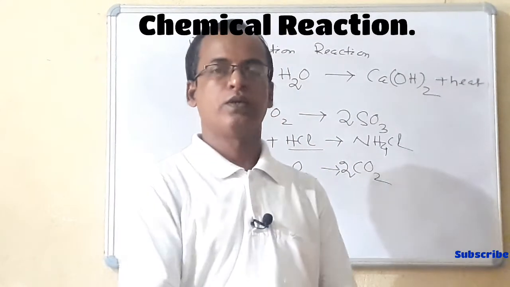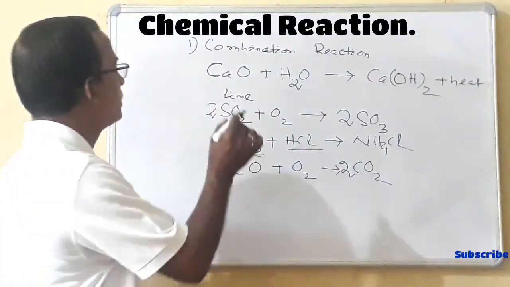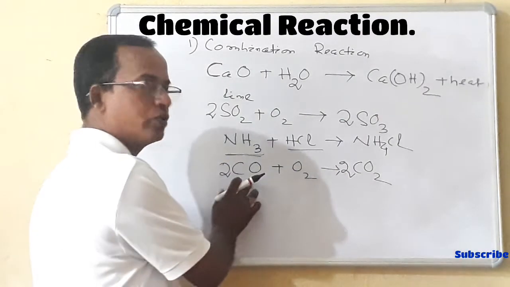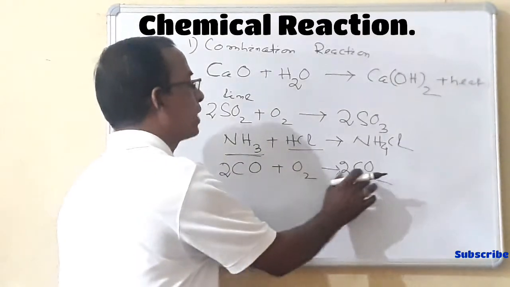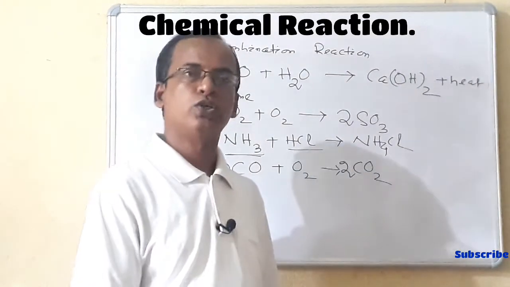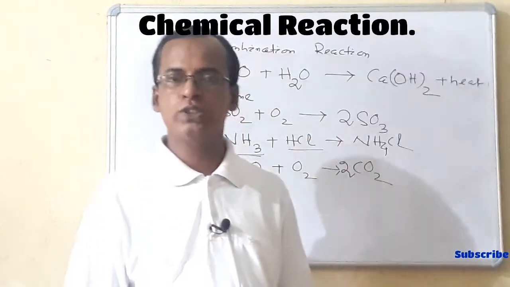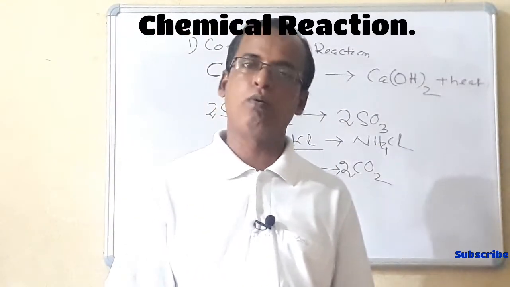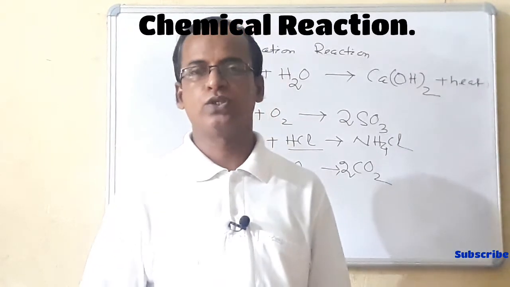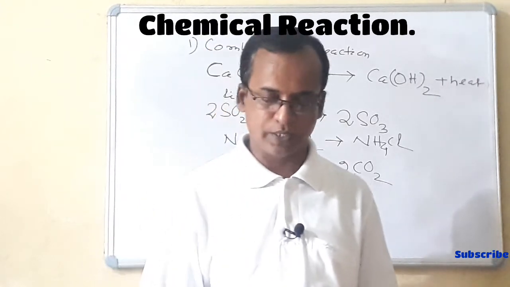Similarly, carbon reacts with oxygen producing carbon dioxide gas. Also carbon monoxide reacts with oxygen to produce carbon dioxide gas. This is an example of combination reactions. So that means a combination reaction is a reaction in which two reactants combine together to form another substance. This type of reaction is called a combination reaction.